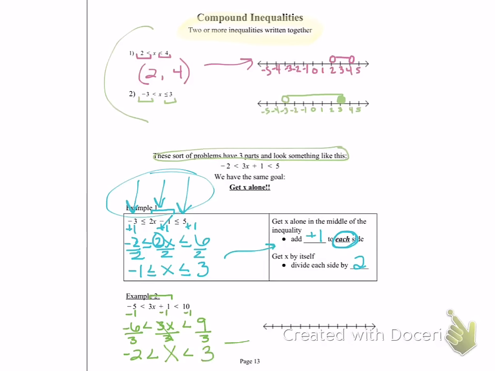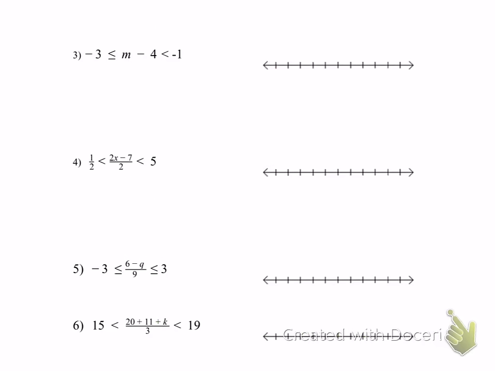Okay, well, let's go ahead and graph that over here. So remember, I've got 0, 1, 2, 3, 4, 5, -1, -2, -3, -4, -5. So I've got a circle at -2. That's an open circle. And I've got a circle at 3. Okay, well, x is between -2 and 3. So there we go.